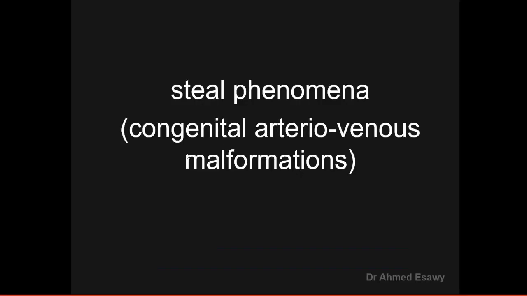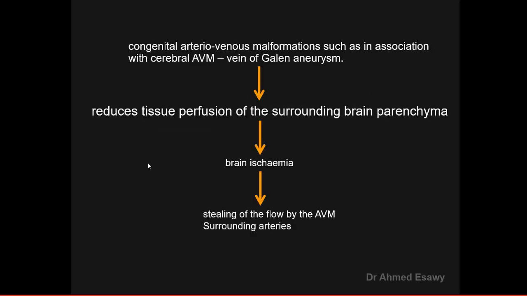Steal syndrome is also seen in congenital AV malformation, steal phenomena. Congenital AV malformation, such as in association with cerebral AVM or vein of Galen aneurysm, reduces tissue perfusion of surrounding brain parenchyma, leading to brain ischemia, through stealing of blood by the AVM from the surrounding artery.